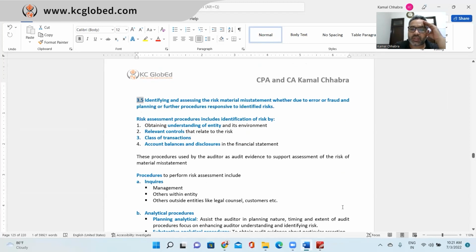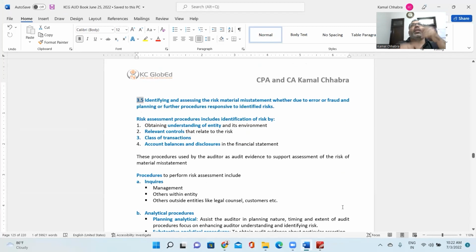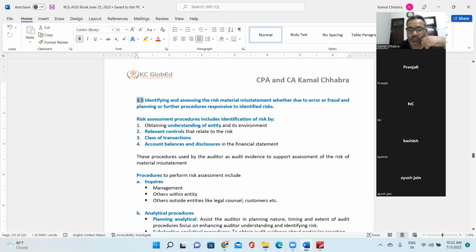First thing is understanding the entity and its environment, and the relevant controls that are related to audit risk. And then classes of transactions. Class of transaction means looking at the chart of accounts, right? How do you know what a chart of accounts is? Do you mind explaining what your understanding of chart of accounts is?